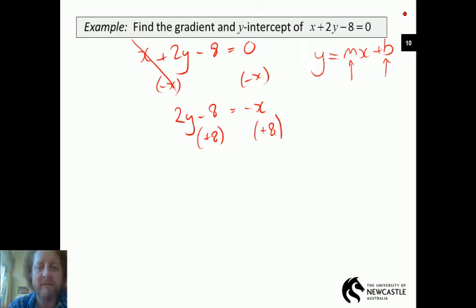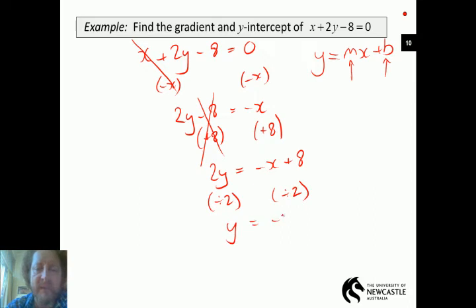Sorry, I'm not that neat. I've got the screen on a vertical so the video works, which is probably not a positive thing, seeing my head. -8 plus 8, I've cancelled that out. I've only got a 2y on the left now, and on the right I've got -x plus 8. The last thing to do is get rid of that 2. At the moment it's timesing, so I'd better divide by 2 to do the opposite. Divide by 2.